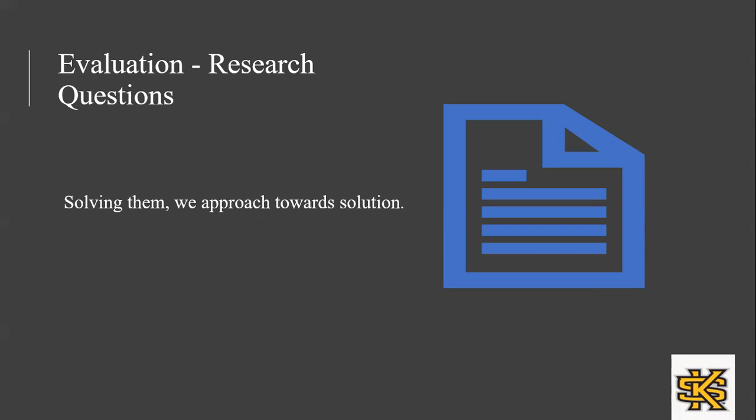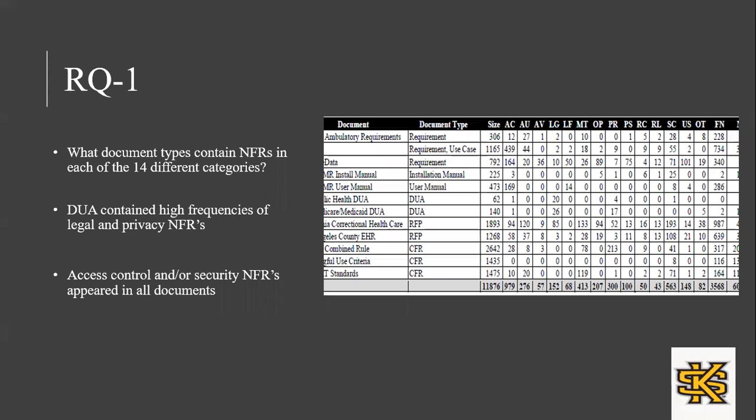In order to evaluate our approach, we will have to give a good reason for each of the following research questions. Answering them would lead us towards the solution. The first research question: what document types contain non-functional requirements in each of the 14 different categories?